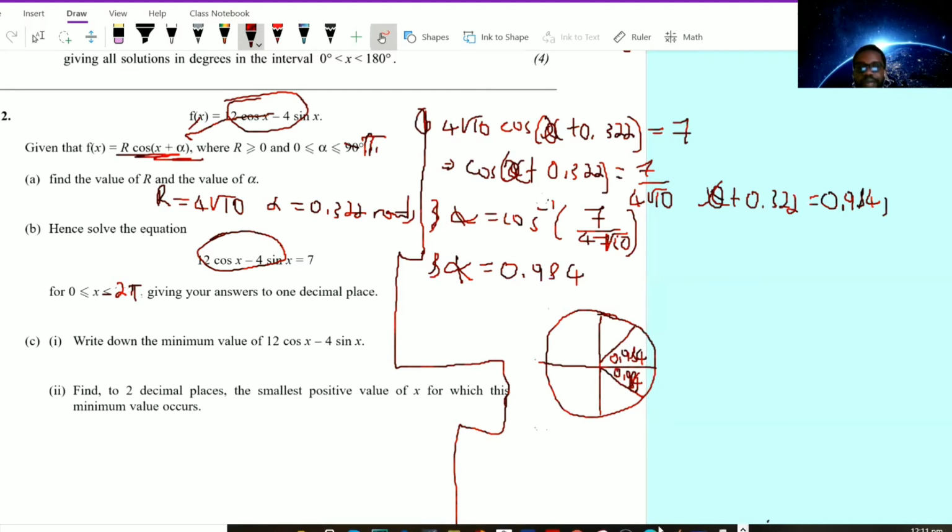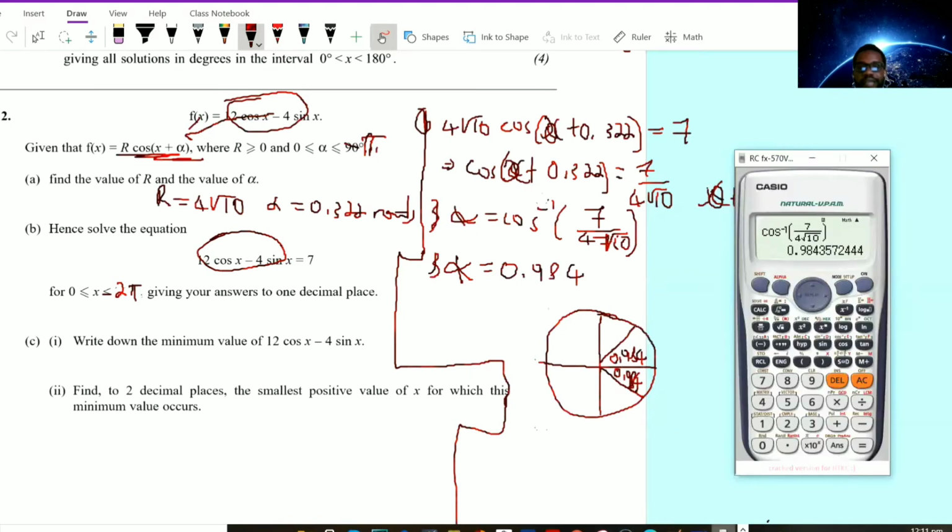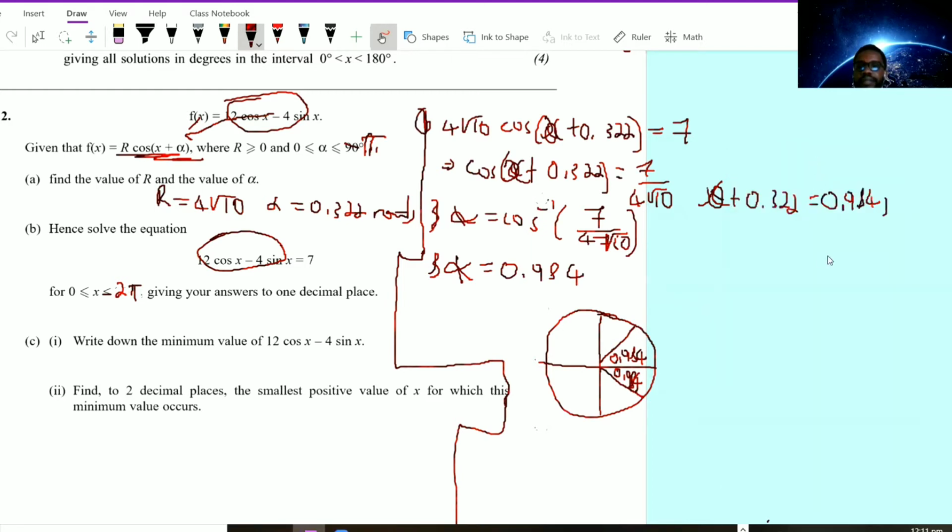So let me pull up my calculator back. Once again, your calculator can do that for you. All right, so let me clear it off. So 2 shift pi minus 0.984. That's 5.299. Anyway, we go 5.30. All right. Or 5.30.